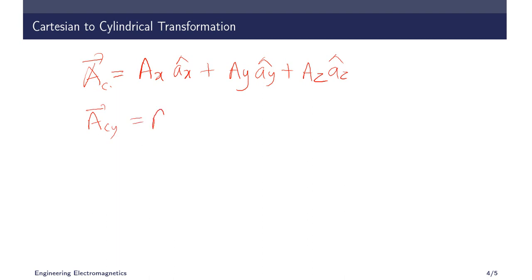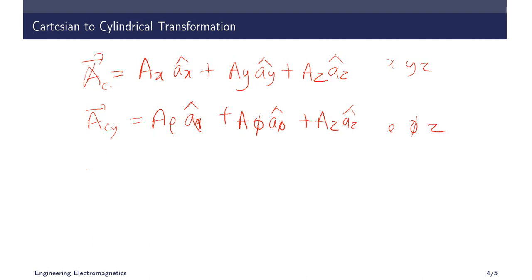So vector A in cylindrical form can be represented as Aρ ρ cap, as we have here. And what is the second parameter? Phi. So Aφ φ cap plus Az z cap. Because here it is x, y, z, here it is ρ, φ, z. Correct? Now I need to find the value of Aρ, how much. I want the value of Aφ, how much. And we know the third one is nothing but Az itself.